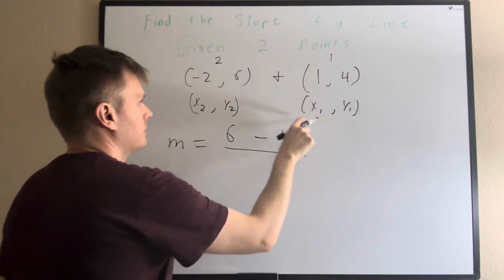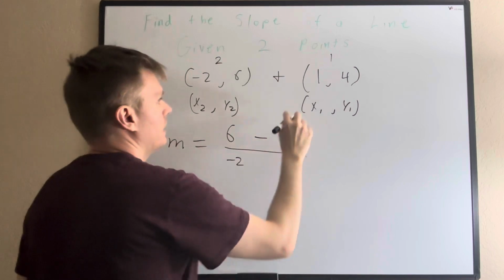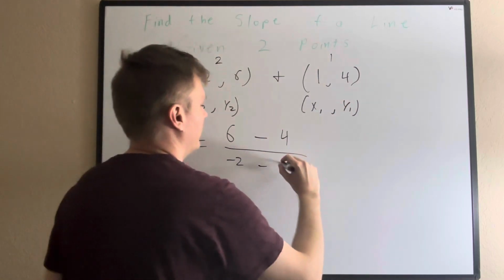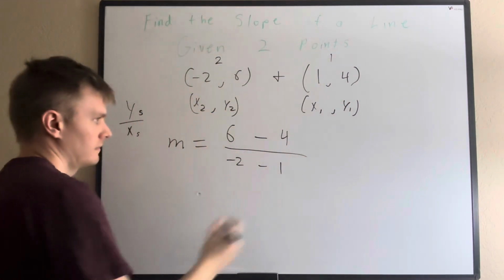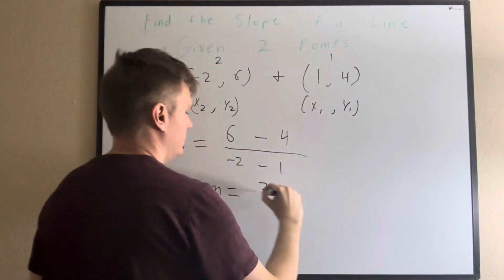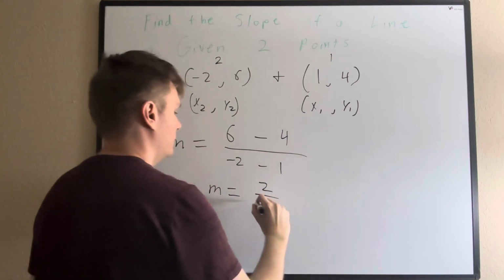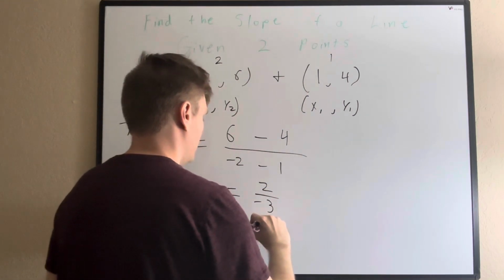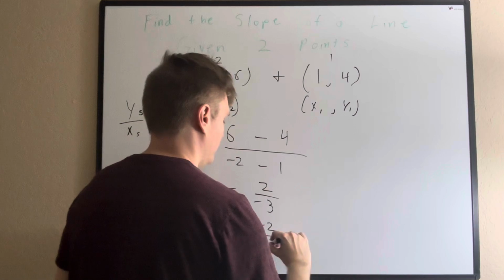Y's over x's. So we got -2 here minus 1. 6 minus 4. That's 2 over -2 minus 1 is -3. Slope is -2 over 3.